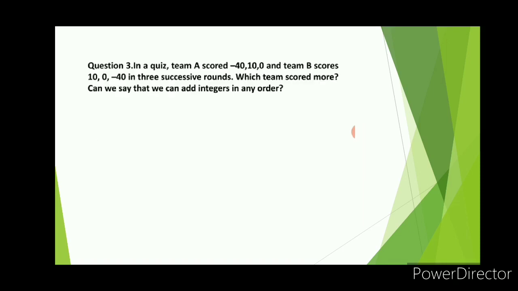Question number 3. In a quiz, team A scored minus 40, 10, 0 and team B scored 10, 0, minus 40 in 3 successive rounds. Which team scored more? Can we say that we can add integers in any order? They are asking 2 questions. Here the question is about a quiz. Team A and team B participated. They conducted 3 successive rounds. The scores are given. Which team performed better? That is the question.